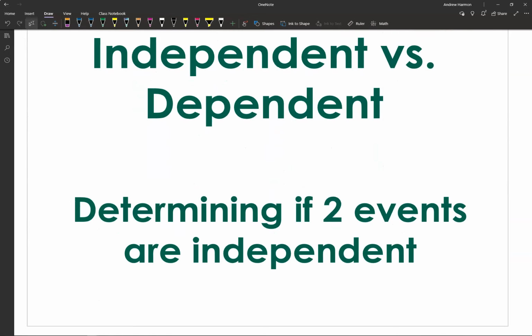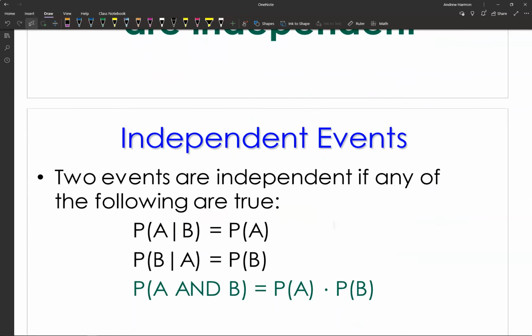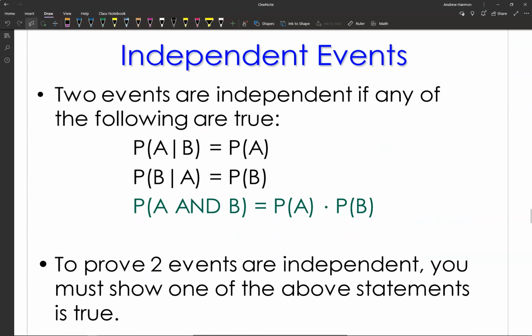We want to be able to determine whether these events are independent or dependent, simply by knowing their probabilities. So let's take a look. The way we can tell if two events are independent is we need to be able to show that one of these 3 equations here is true. If one of those equations is true, we can show that the two events are independent of each other.